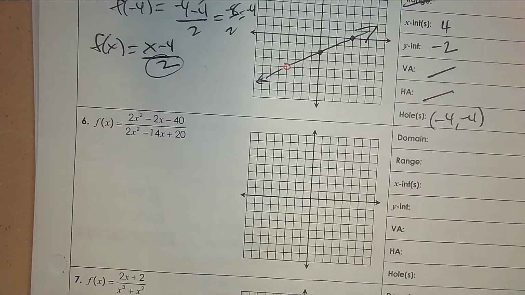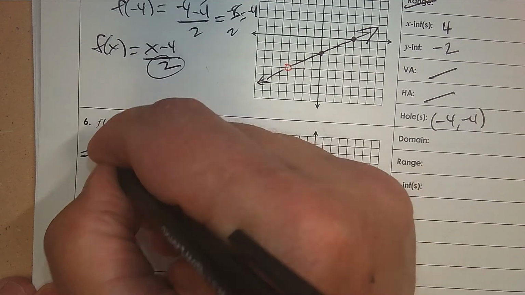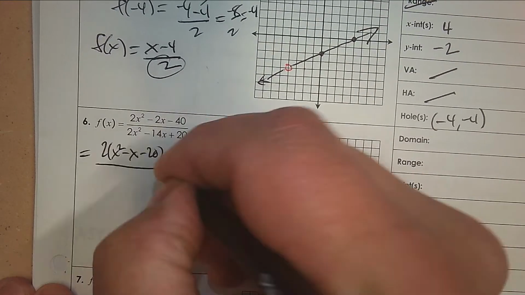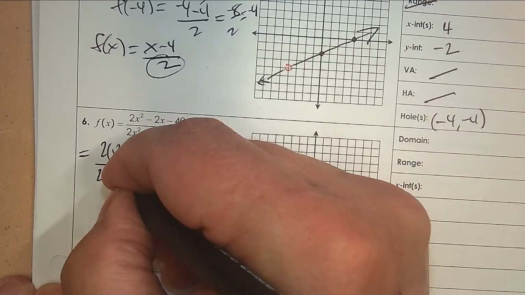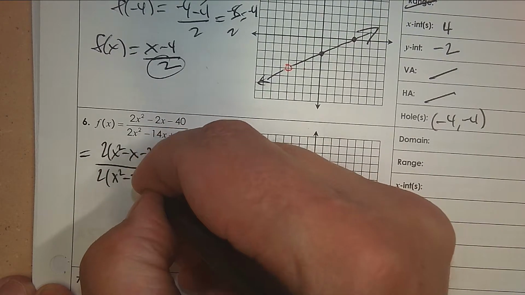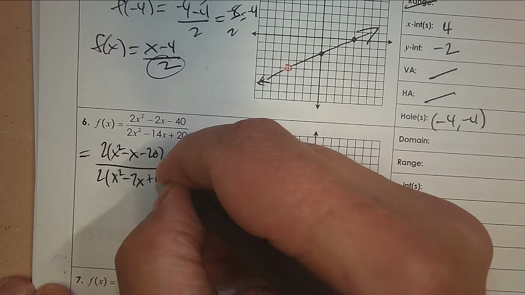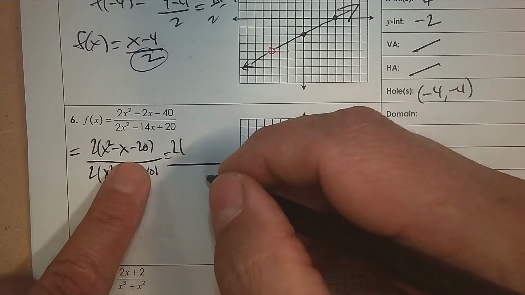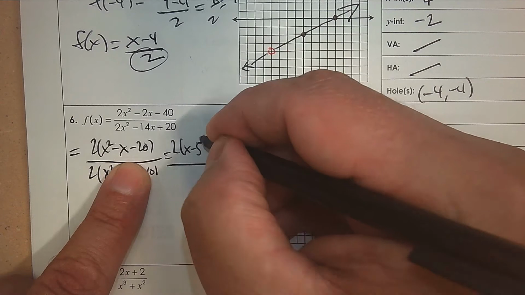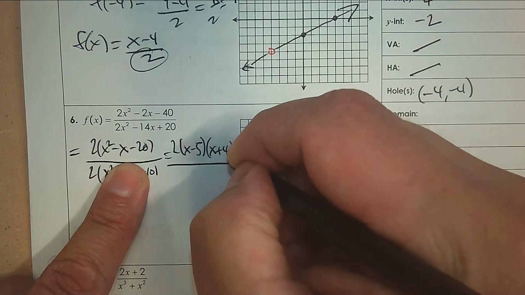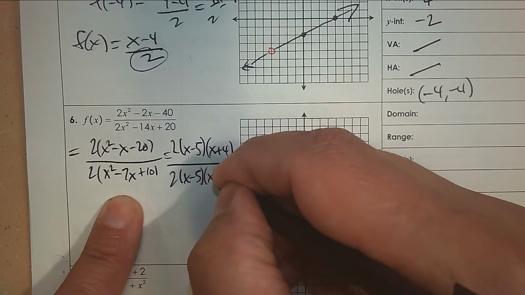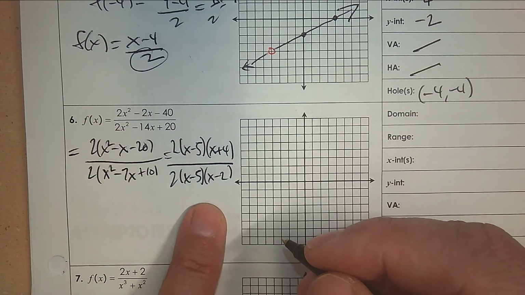Number 6, we're going to factor first. So I'm going to factor out a 2. I'm dividing to see what's left over. And then I'm going to continue to factor. So in the numerator, the two numbers that multiply to negative 20 and add to negative 1 are negative 5 and positive 4. In the denominator, it's going to be negative 5 and negative 2. They add to negative 7 and multiply to 10.